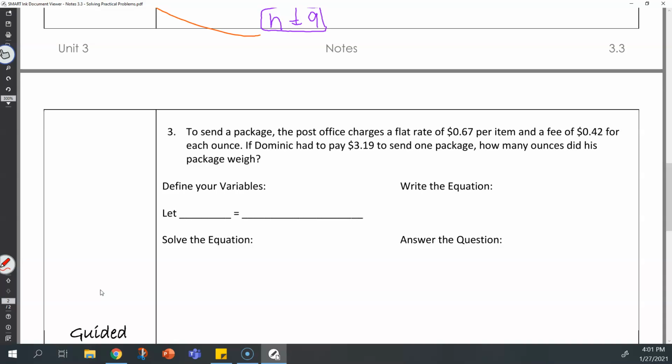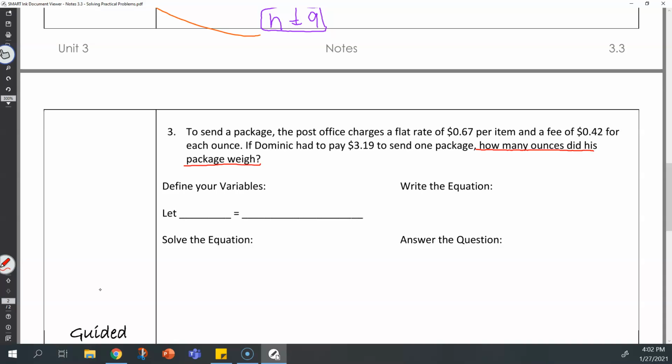If Dominic had to pay $3.19 to send one package, how many ounces did this package weigh? So remember that ounces are a measurement of weight. They're how heavy something is. So the post office says, hey, give me 67 cents. Then for however heavy your package is, give me 42 cents for each ounce, and I'll ship it for you. Dominic walked in. He said it's going to be $3.19. So I'm trying to figure out how many ounces the package weighed.